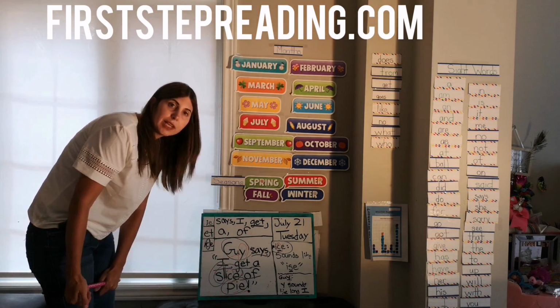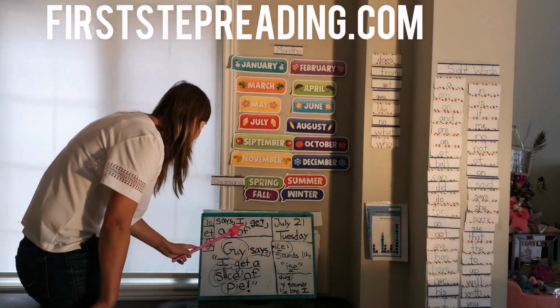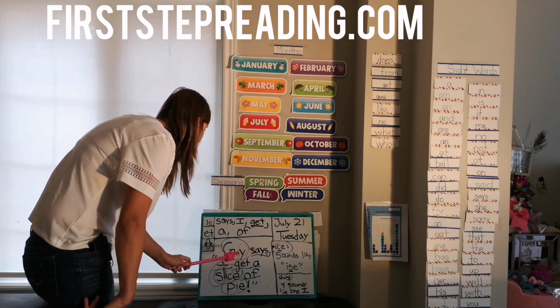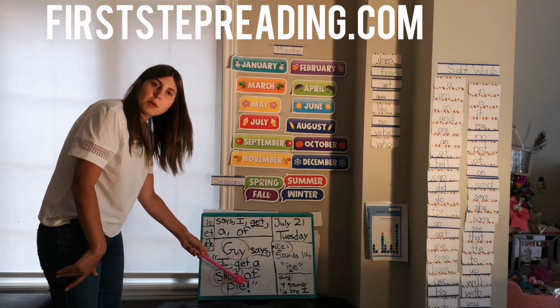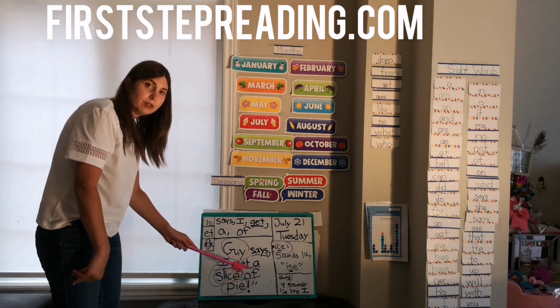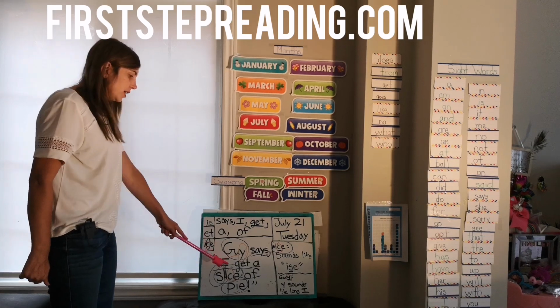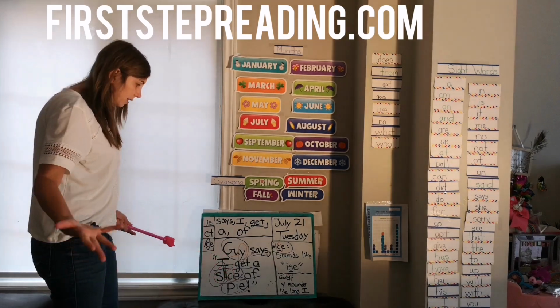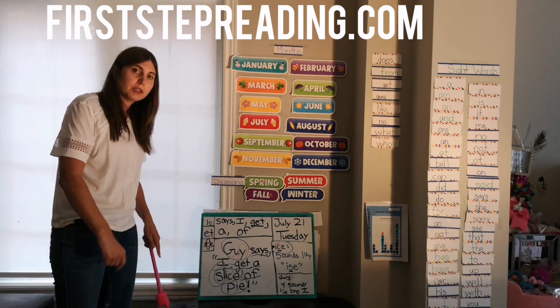Pie. Now, I was sounding out so much, I don't even know what I read. Let me reread that. Guy says, I get a slice of pie. I'm going to read it again because I didn't use my exclamation mark. I was still sounding it out. Guy says, I get a slice of pie! That's how it should sound. Oh, now I understand. Guy is angry because he wants a slice of pie.